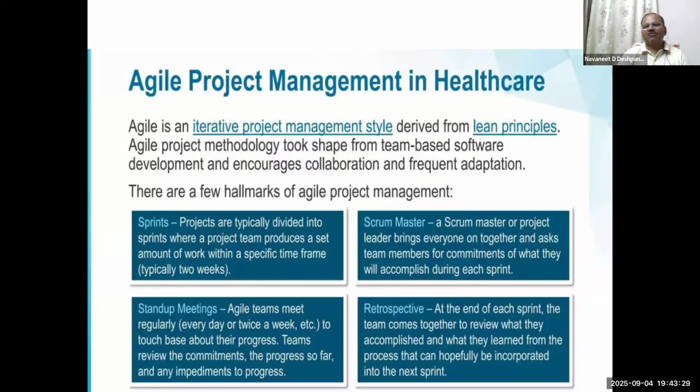Agile is an iterative project management style derived from lean principles, from the supply chain management domain. We have incorporated this agile project methodology, which took shape in team-based software development. So from the software development industry, Agile has come, and it encourages collaboration and frequent adaptation. Here are a few hallmarks.